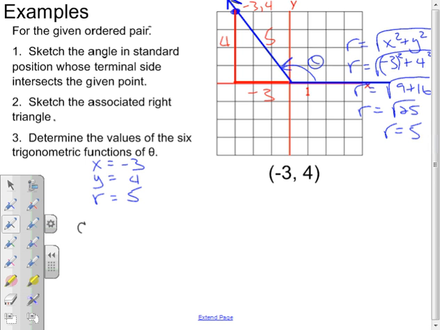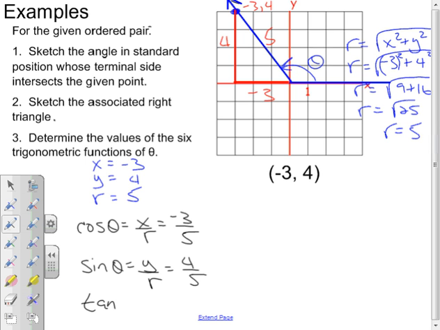So we've got that the cosine of theta is equal to x over r, which is -3 over 5, and that's in its simplest form. The sine of theta is equal to y over r, which is 4 over 5, and that's in its simplest form. And then we've got the tangent of theta is equal to y over x, which is equal to 4 over -3, and that's in its simplest form. You can say -4/3 or the opposite of 4/3 or 4 over -3.